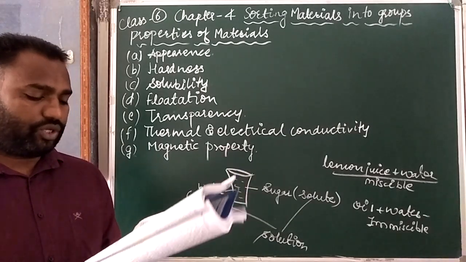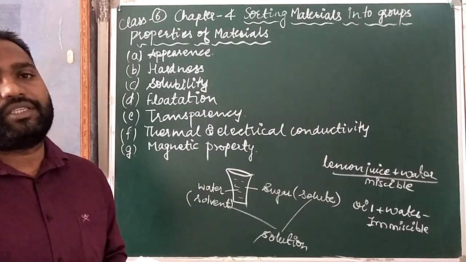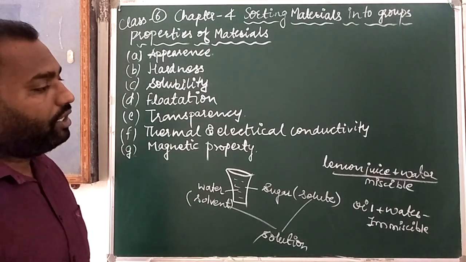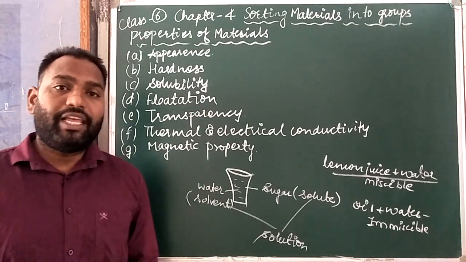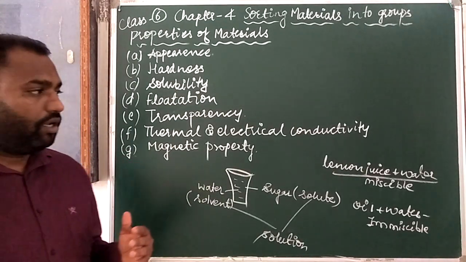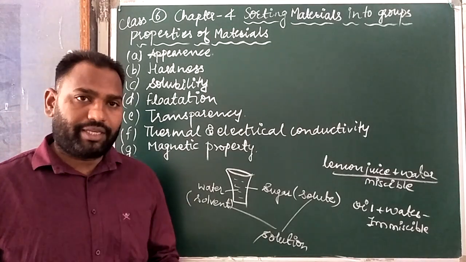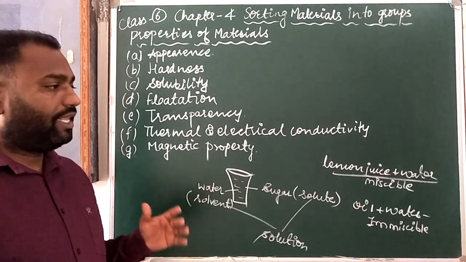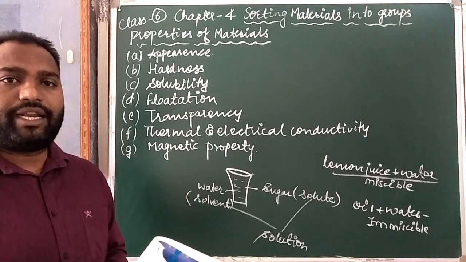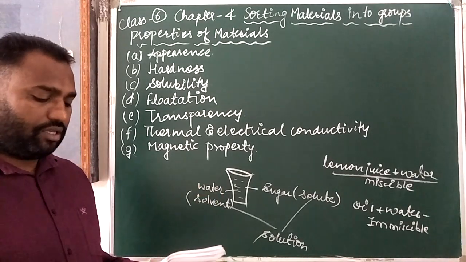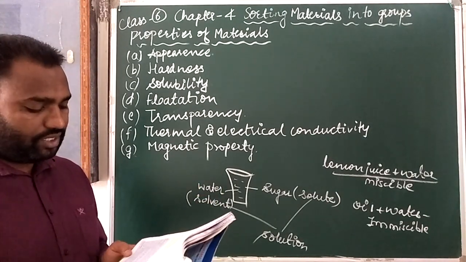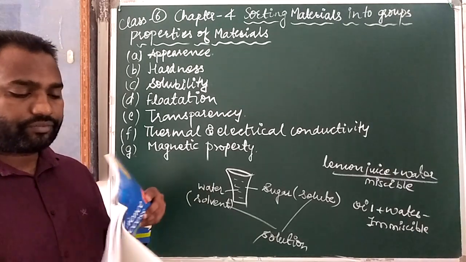A separating funnel is used to separate a mixture of two liquids which do not mix. It means the separating funnel is only used when two liquids cannot be mixed and they are immiscible in nature. That type of mixture we have to separate with the help of this separating funnel.